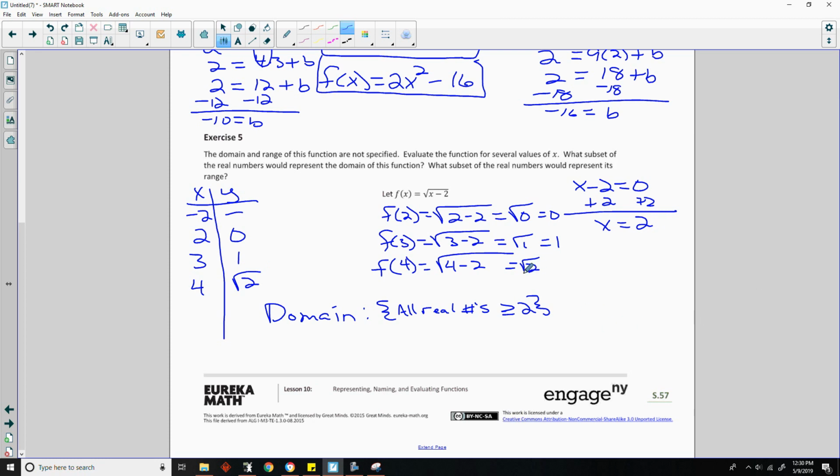The range is real numbers greater than or equal to 0, since the principal square root of a number is always positive. Okay, so the range is what values we can get out of this. These are never going to decrease. As we're increasing our values in this function, the range is going to increase. So 0 is our minimum, and it's going to start growing from there. I will never get a value less than 0 because 2 is the lowest value from my domain. So the range is the set of all real numbers greater than or equal to 0.